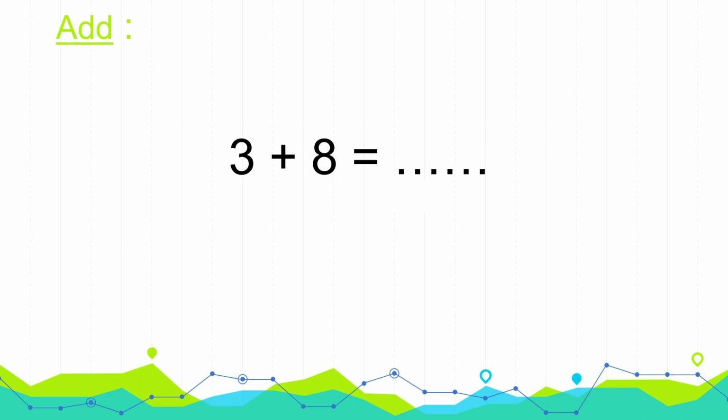3 plus 8 equals what? 3 plus 8, we used to count after 8 by 3, by the biggest number, and we count by 3. 8, then 9, 10, 11. So the answer is 11.